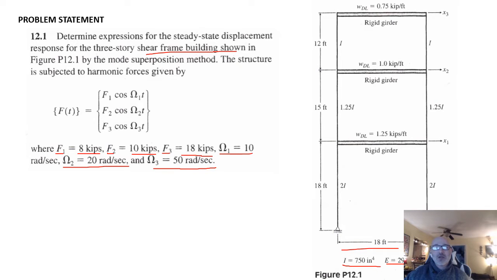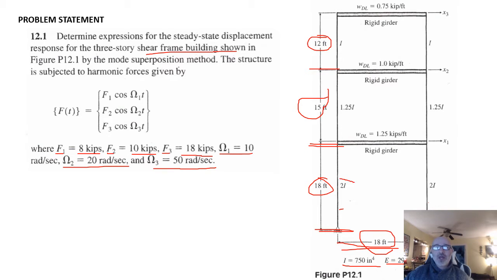So we can see down at the bottom, our distance across is 18 feet. So from support to support, that's 18 feet wide. From our base up to the first rigid girder is 18 feet. Our height from the first rigid girder to the second rigid girder is 15 feet, and from the second to the third up here is 12 feet.